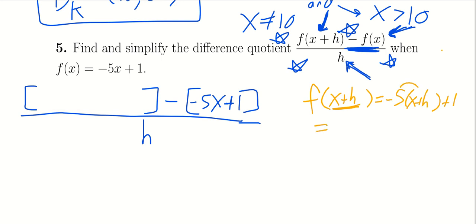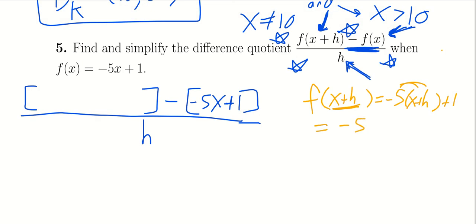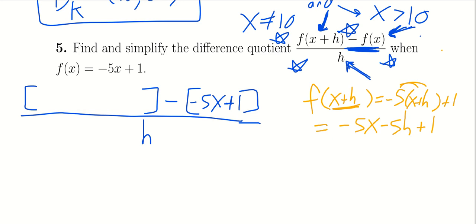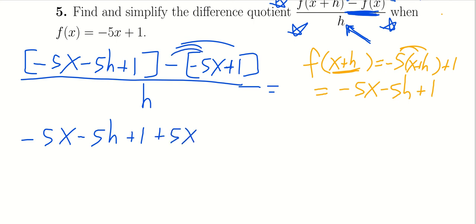Let's now go ahead and simplify this by distributing. This would give us negative 5x minus 5h plus 1. And so that's our work for f of x plus h. We can now go ahead and plug that in. And now our goal is to simplify this. In the numerator, we can distribute the negative sign through. So we have negative 5x minus 5h plus 1. This will now become a plus 5x and a minus 1, all divided by h.